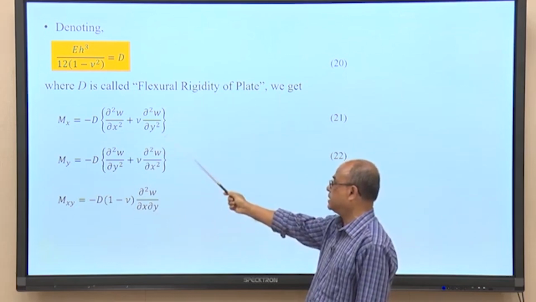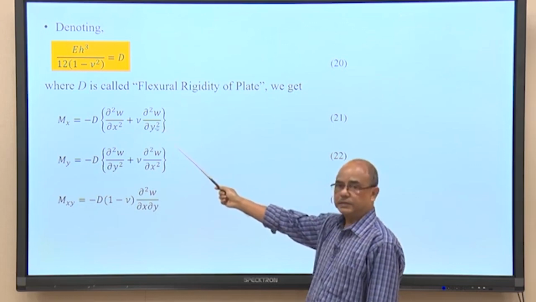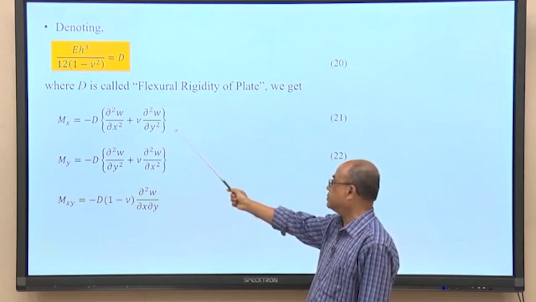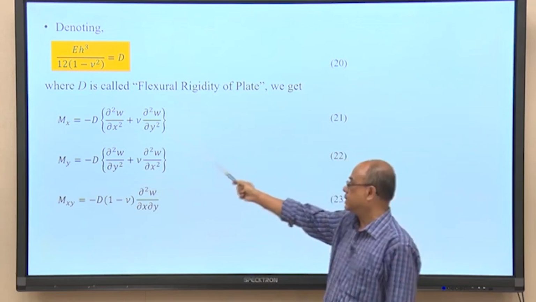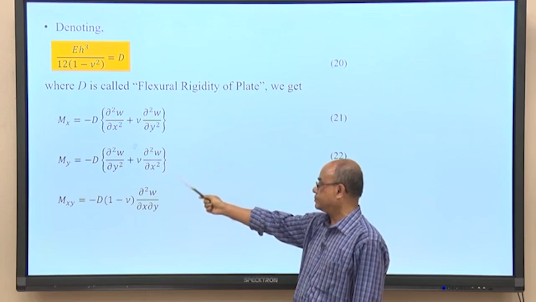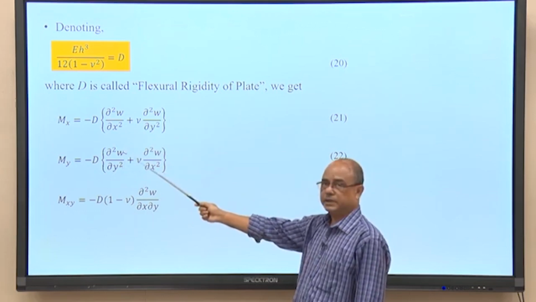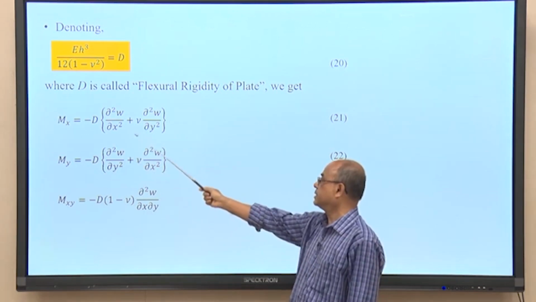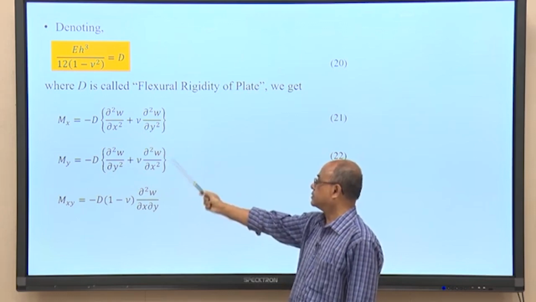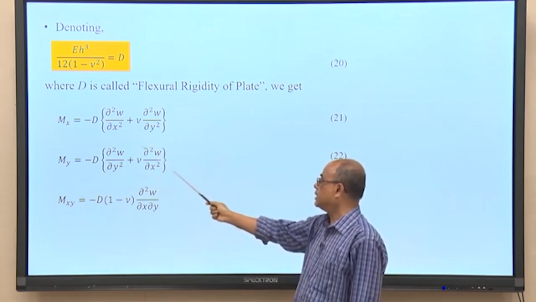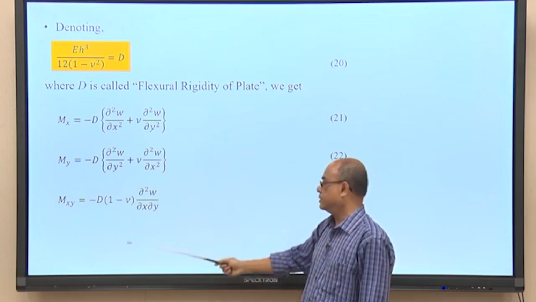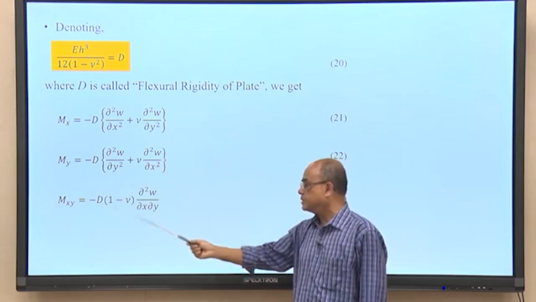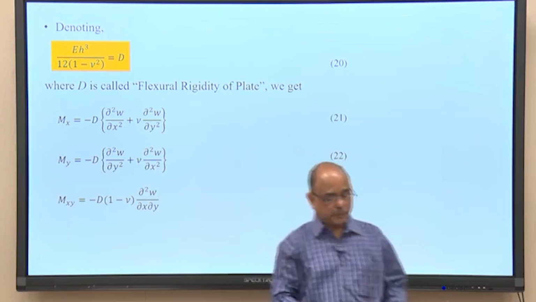So, mx is minus D bracket del square w by del x square plus nu del square w by del y square. Then my, you can see the expression can be written by just interchanging the curvature. Here del square w by del y square comes first, and with the Poisson ratio you get the multiplying factor as the curvature in the x direction. So, mxy is written here, which denotes the twisting moment.